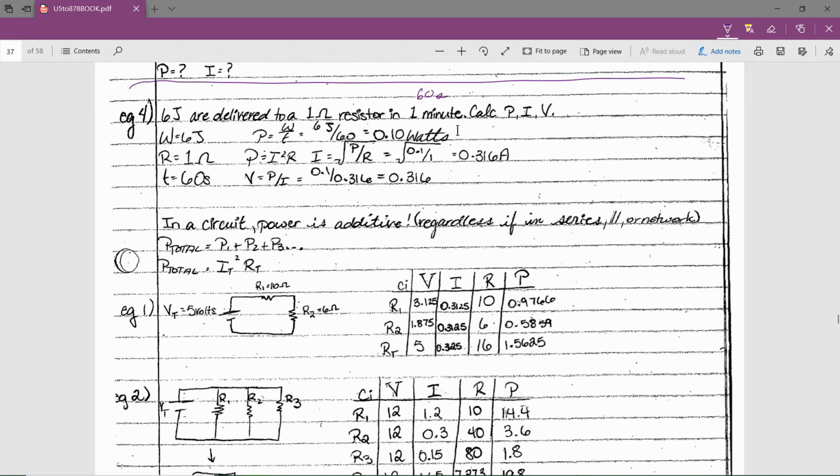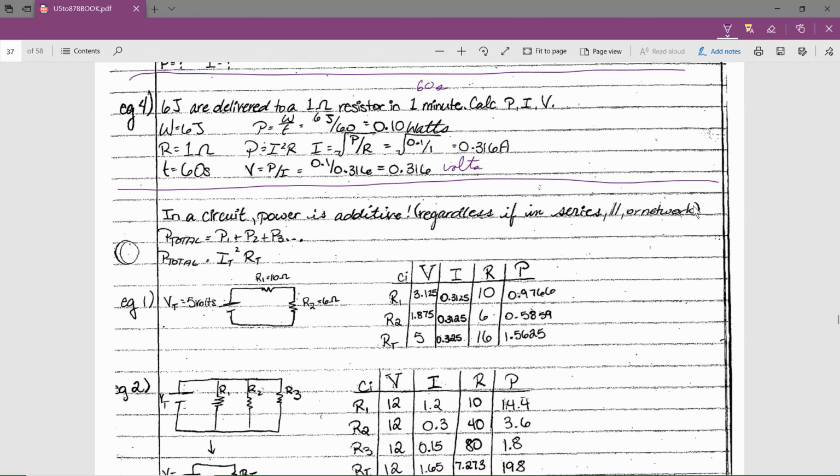Good. And then my power is I squared R, so I is the square root of P over R. I just got the power, 0.1 watts divided by 1 ohm. So I get 0.316 amps. And then the voltage is IR, or P over I. You're going to get the same answer, 0.316 volts. Okay? So those equations, you have to become an expert with that.